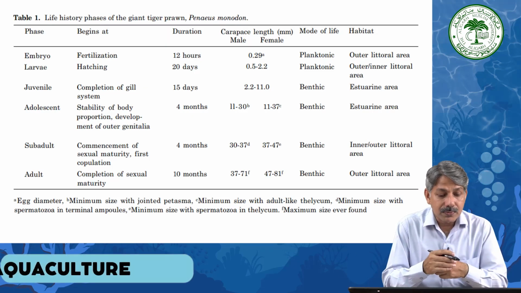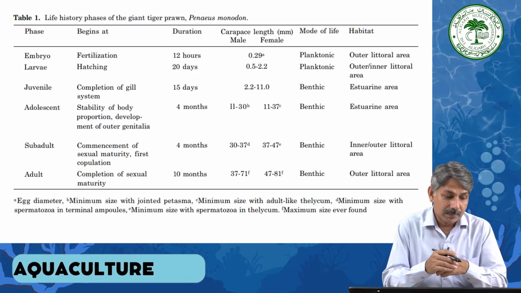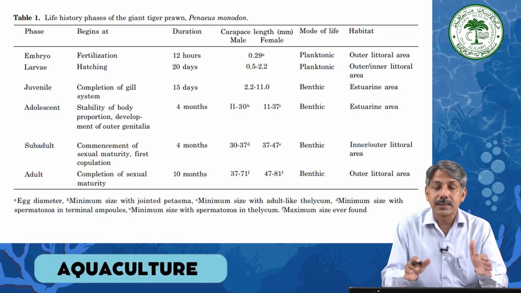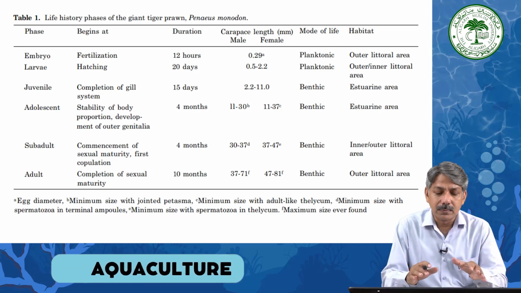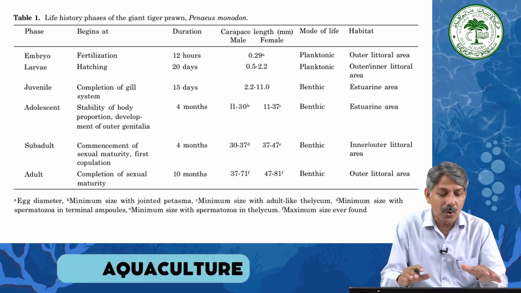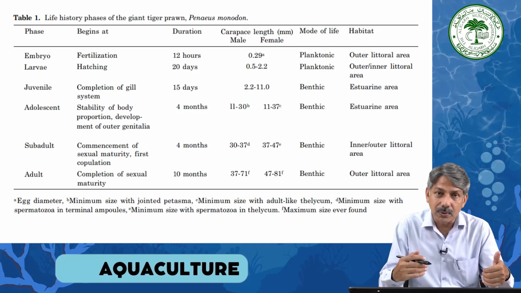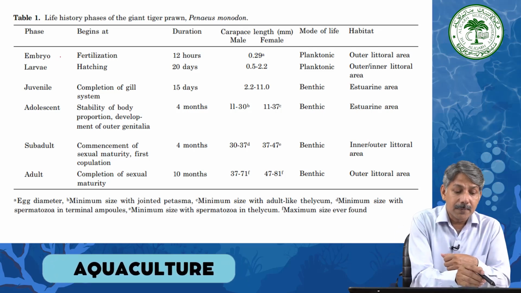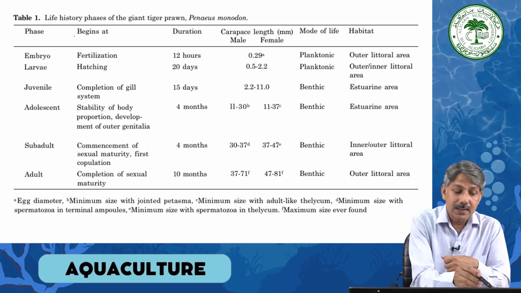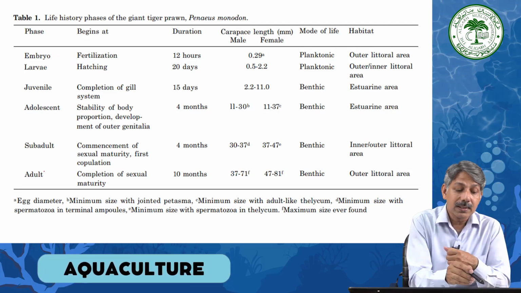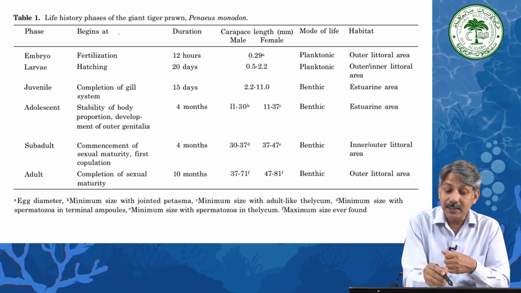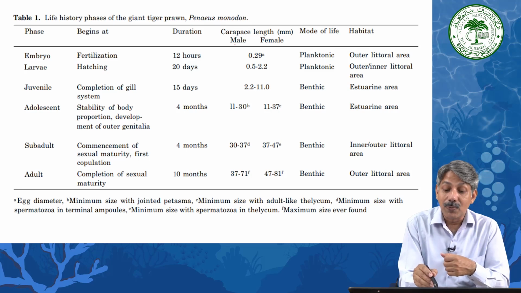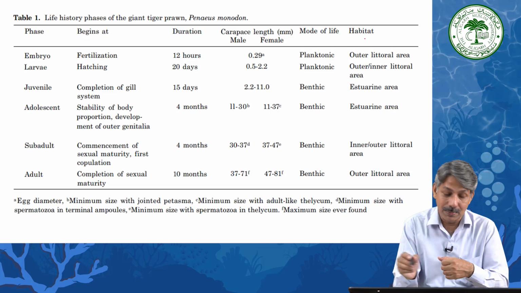Life history phases of the giant tiger prawn, Penaeus monodon. This table has a compilation of almost all the aspects of the life history. Here we can discuss one by one. Embryo stages: this is the phase which is given, when it begins, what is the duration, what is the carapace length, CL, what we know, mode of life and habitat.